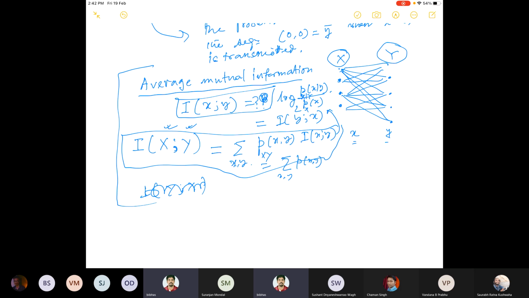Now we'll introduce separate notation for the probability distribution of x and for the joint probability distribution. We'll not use p for everything because there would be a chance of confusion.